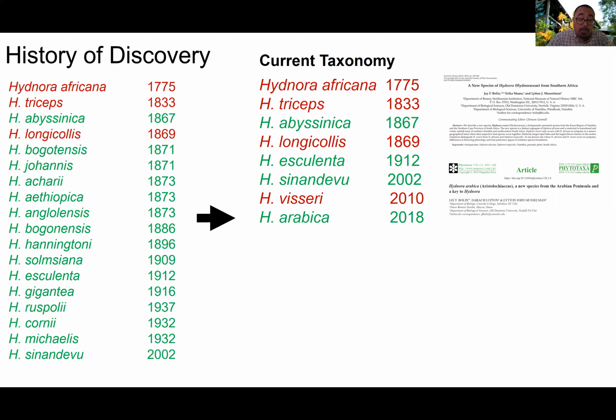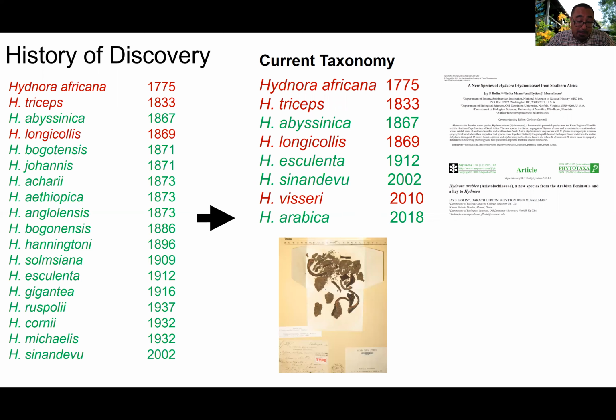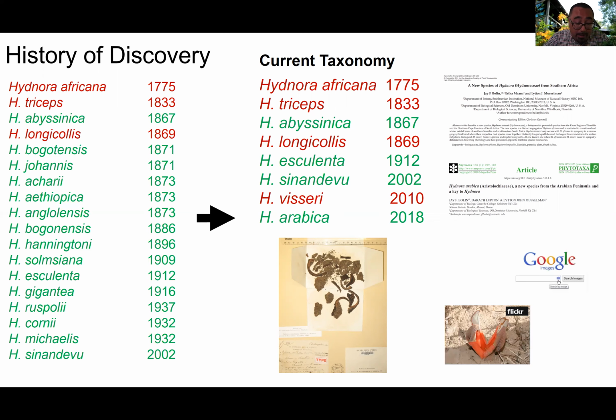Some of the challenges of Hydnora taxonomy is the poor condition of specimens. This, for example, is the type specimen of Hydnora esculenta from Madagascar. It's really little more than a shattered slice of Hydnora fruit. Fun anecdote, our description of Hydnora arabica from Oman was aided in no small part by Google image searches, Flickr, and a birding blog that we found online.